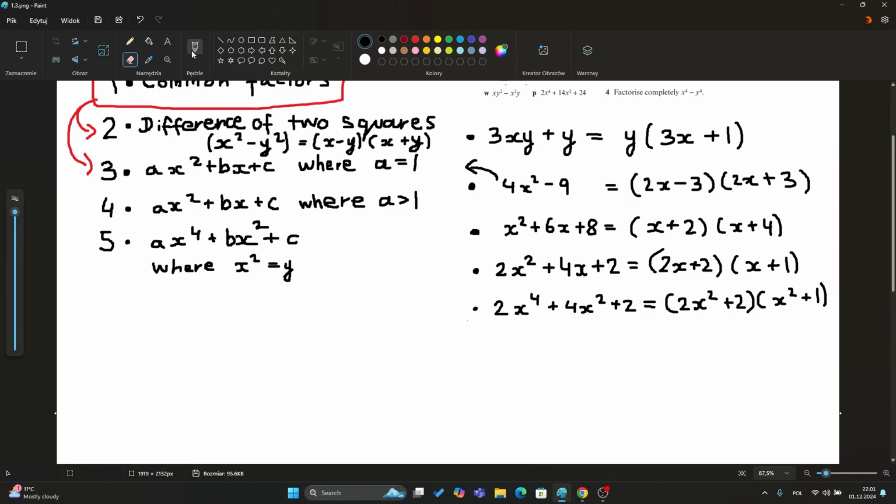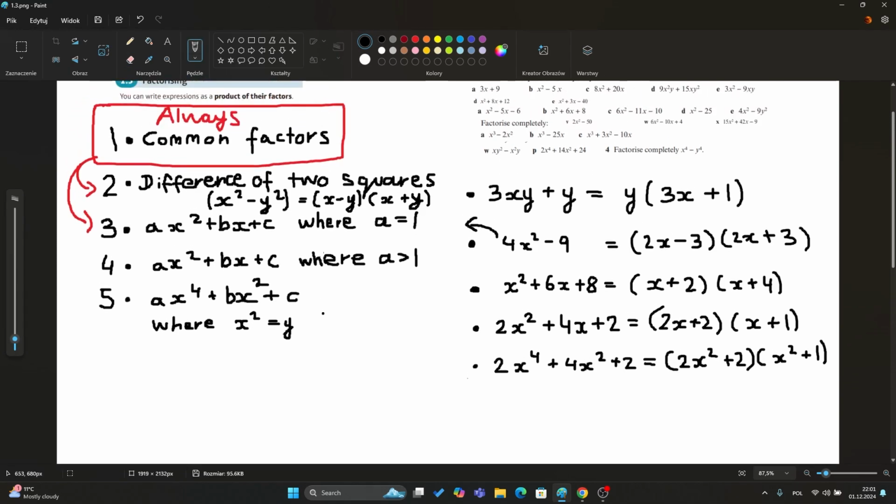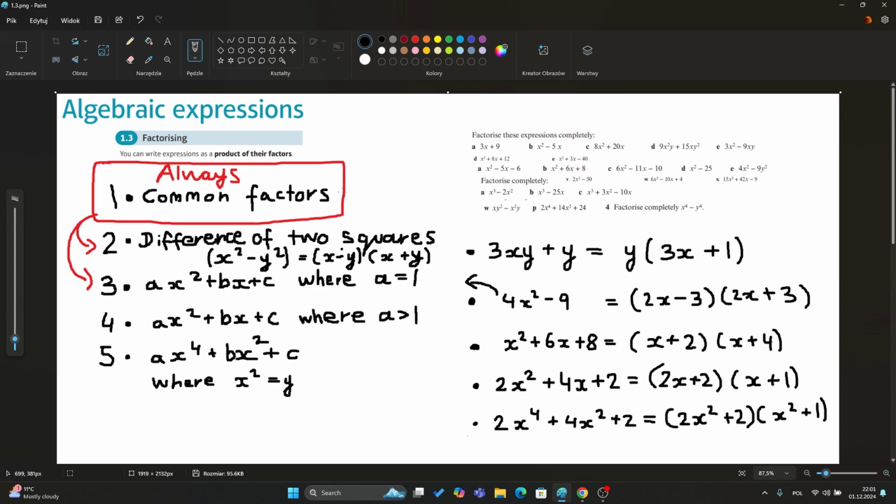This is how you factorize, and I hope this helped you. Make sure that you find the common factors first, and then second, third, fourth and fifth. Make sure that you remember these rules, like the formula of x squared minus y squared, and that you find out the common factors first, and that you know ax squared plus bx plus c, where a equals 1, or a is greater than 1, or when x is not to the power of 2. You can change it into y, and then walk your steps through it.